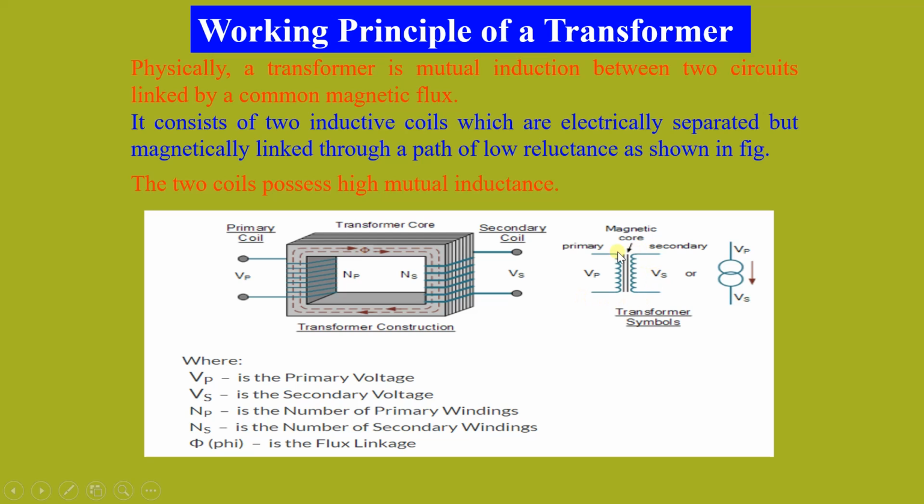And this is the transformer symbol, which is shown by the coils. These two parallel lines are called the magnetic core, and this is the primary side and this is the secondary side. When we have a complicated circuit, we represent this by this symbol, two circles, and this is primary and this is secondary. This arrow shows primary to secondary.